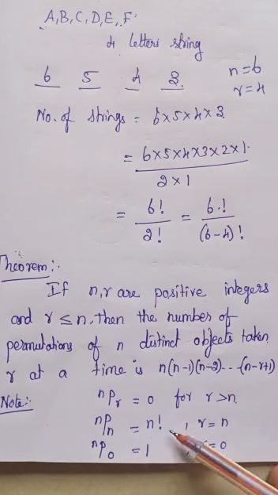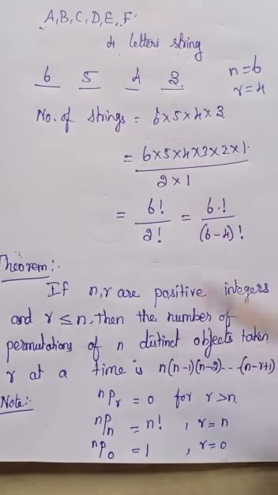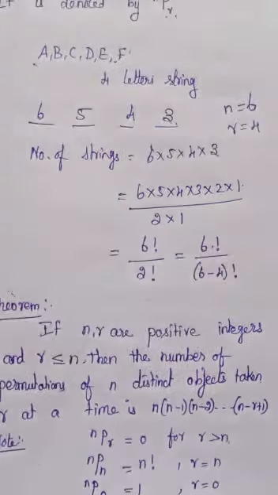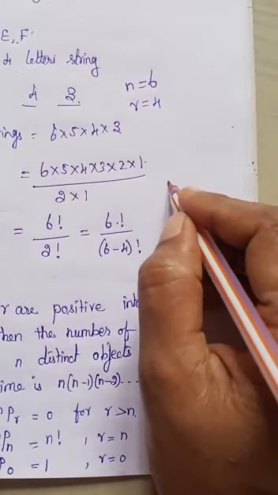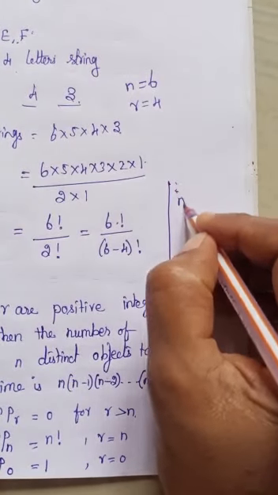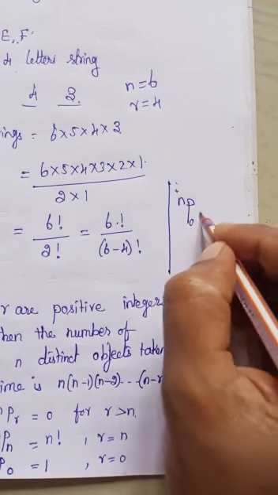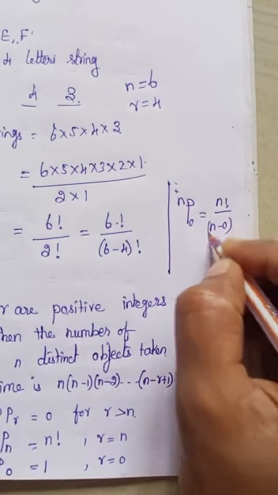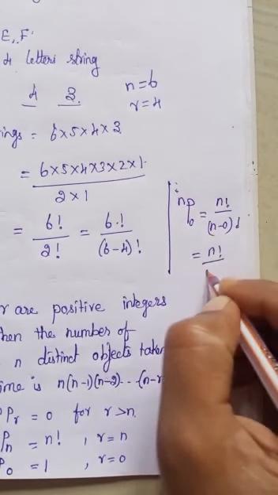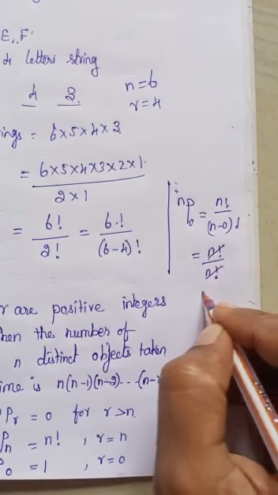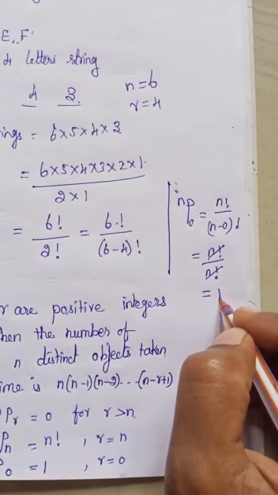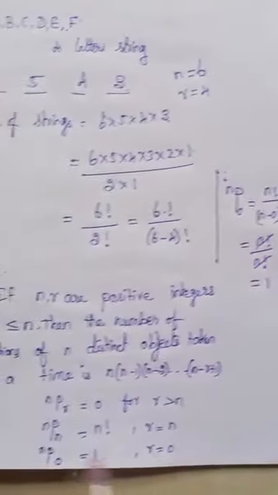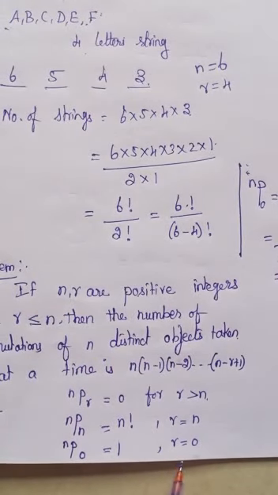And nP0 is equal to 1. Because no other value we can substitute here. nP0 means n factorial by n minus 0 factorial. We get n factorial by n factorial. Both will get cancelled. Therefore, our answer is equal to 1. Okay. So, these points we should remember.